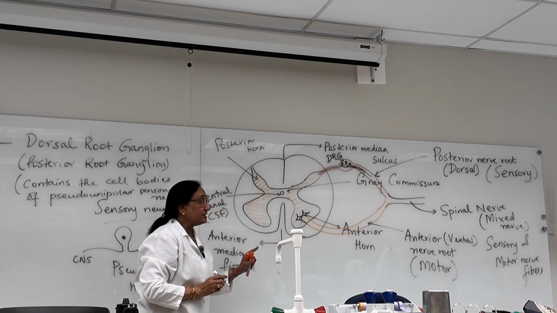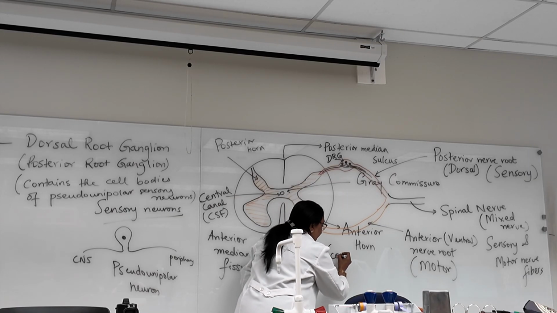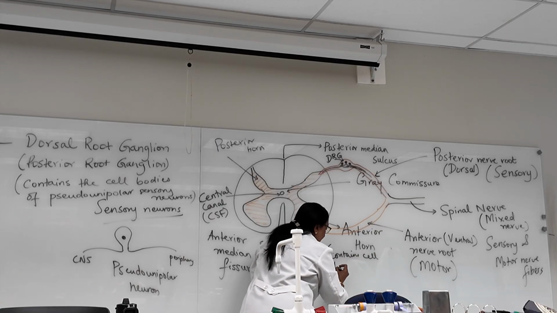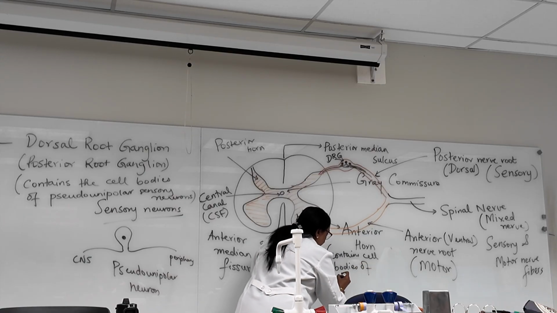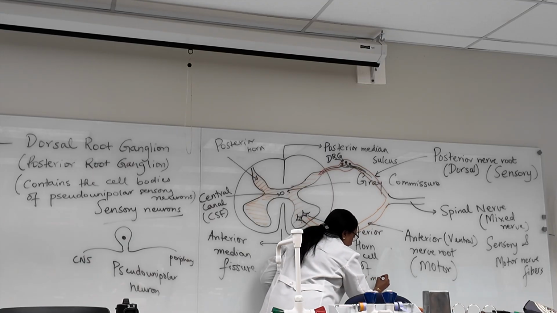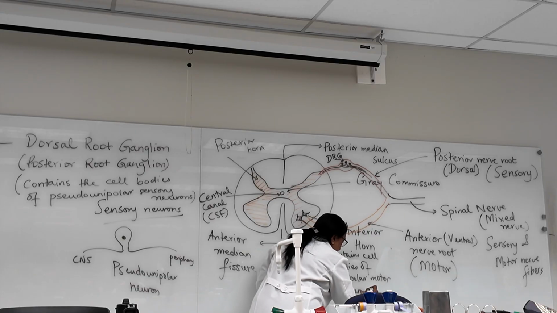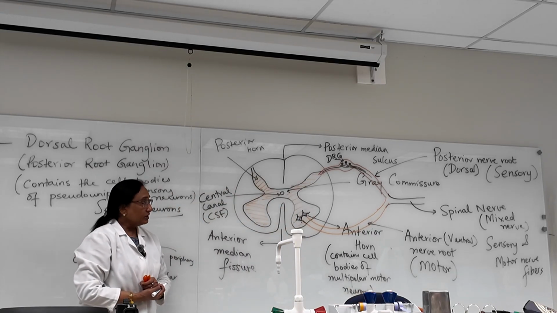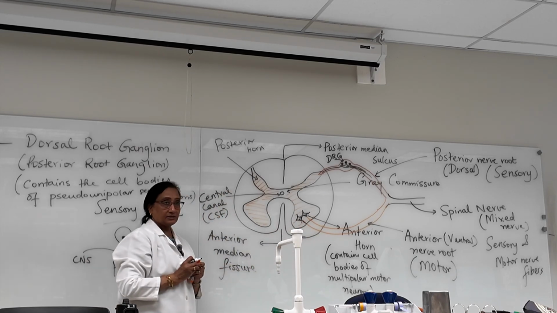Okay? So the anterior horn contains cell bodies of multipolar motor neurons. Multipolar motor neurons. Okay? Because this is always motor. It's always going to come out like that.